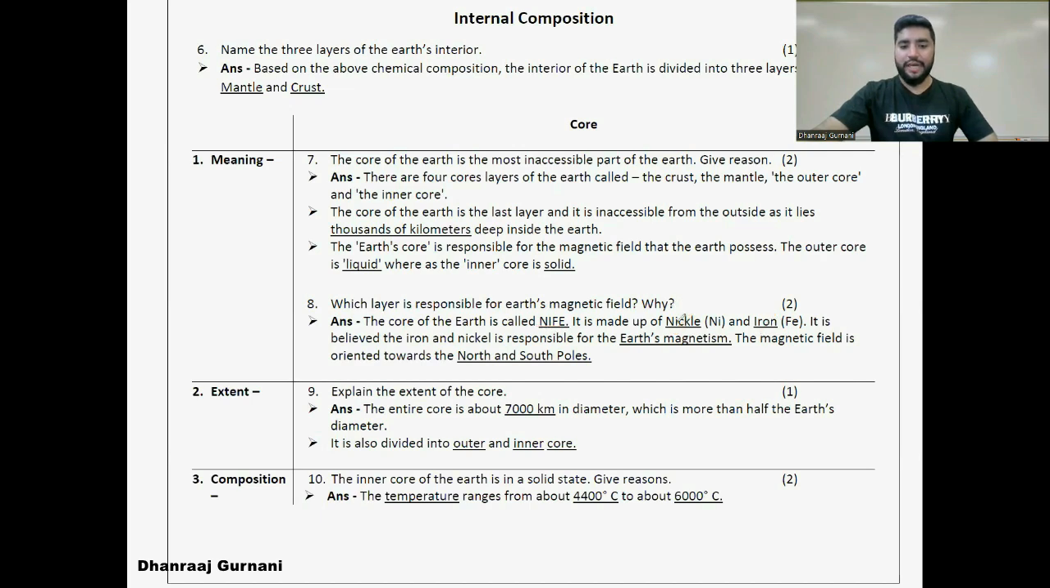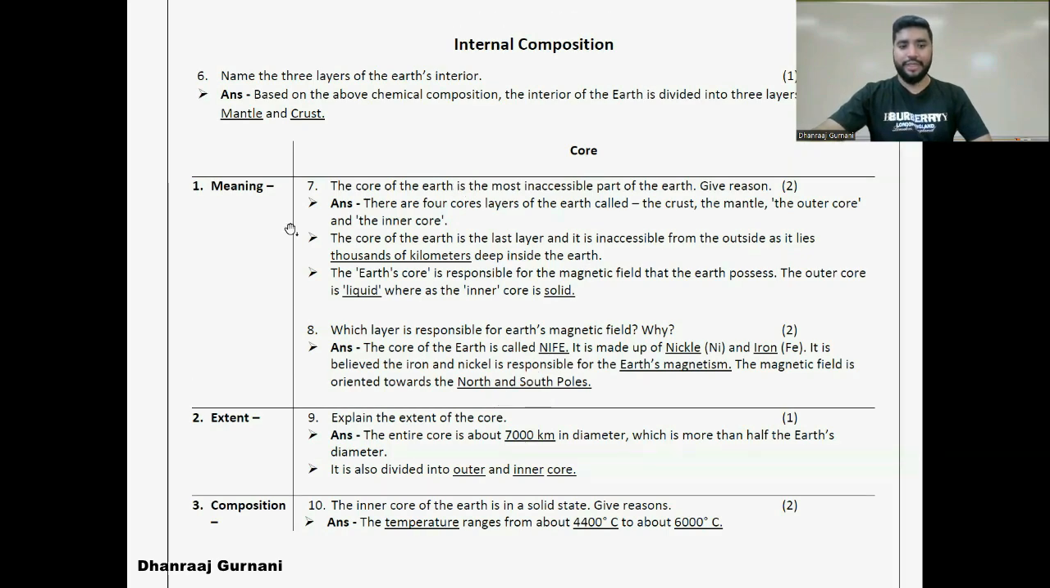It is believed that iron and nickel are responsible for the Earth's magnetic field. The magnetic field is oriented mainly towards the north pole and south pole. So which layer is responsible for the Earth's magnetic field? The core is responsible for the Earth's magnetic field because it has iron and nickel, and the magnetic field is mainly oriented towards the north pole and south pole.